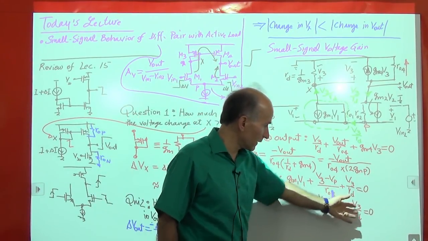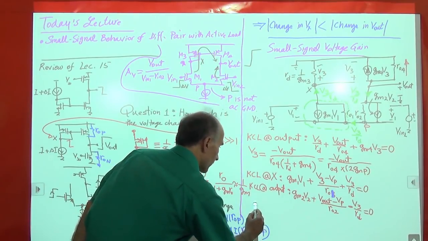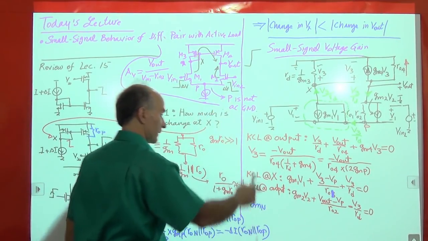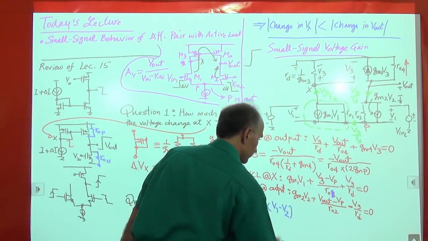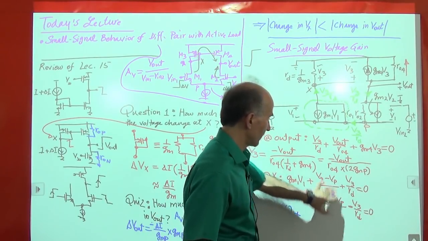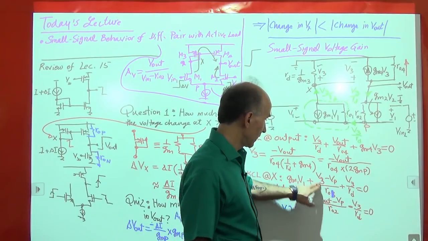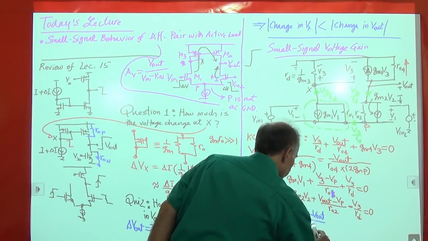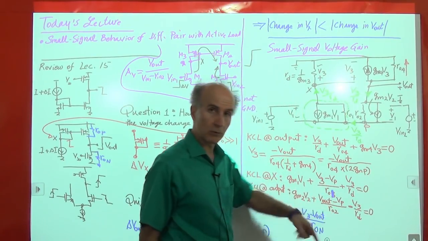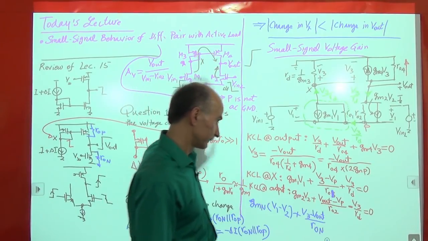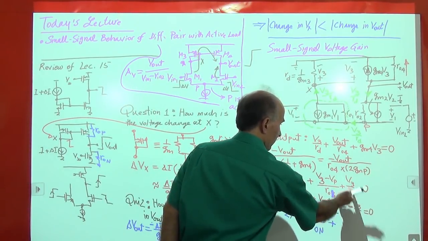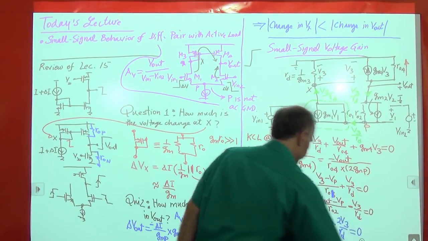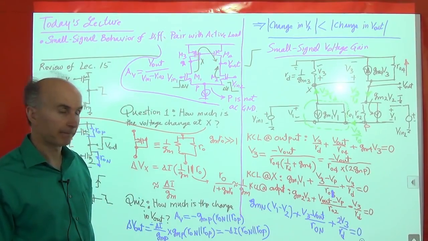So I'm going to subtract this whole thing from this one and see what I get. So upon subtraction, I have gmn. I'm going to call gm1 and gm2 gmn, gm of NMOS devices, times V1 minus V2, plus, I'm subtracting this from here. So Vp goes away because the denominators are the same. I end up with V3 minus Vout over ron. ro1 and ro2 will be called ron, ro of the NMOS devices. And then, because we're subtracting this from this, this becomes double. So we have 2V3 over RD equals 0. Okay, so that is the equation that we obtain.